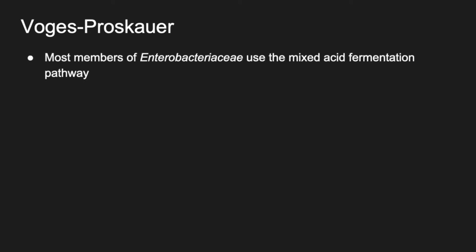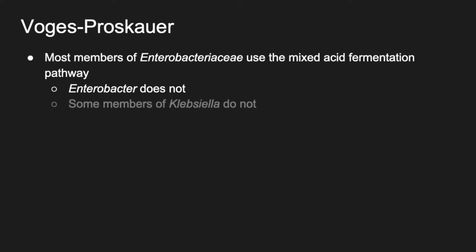So now let's talk a little bit about the next test, Voges-Proskauer, however you want to pronounce it. You can also just abbreviate it as VP. So most members of Enterobacteriaceae use the mixed acid fermentation pathway, which we just talked about. It's using pyruvate to go to those different types of acids. However, there are a couple of species that do not. One of them being Enterobacter, and then some members of Klebsiella also do not use the mixed acid fermentation pathway.